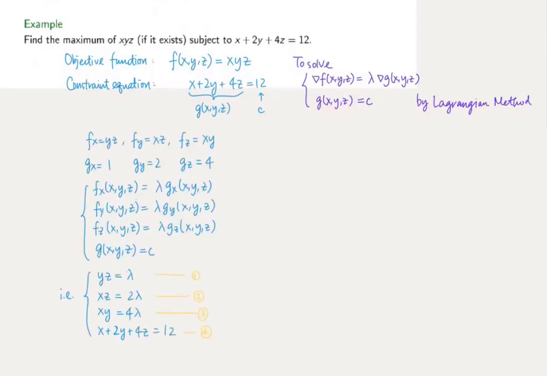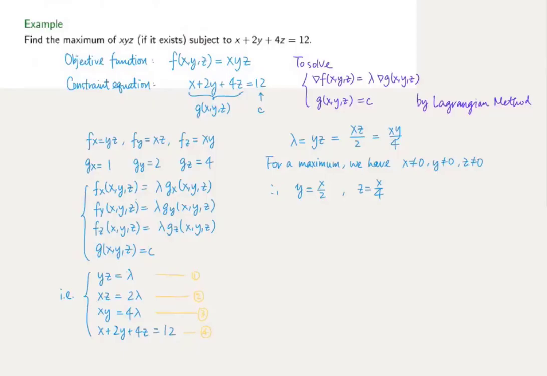Therefore, we first determine all the first partial derivatives of the functions f and g, and we set up this system of equations and solve for the unknowns. In this case, we get these four equations in a system. By using the first, second, and third equation, we arrive at the condition lambda equals y times z equals x times z over 2 equals x times y over 4.